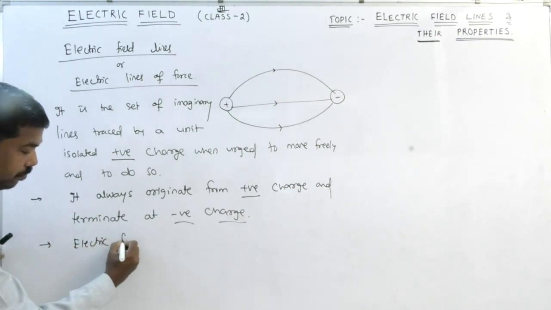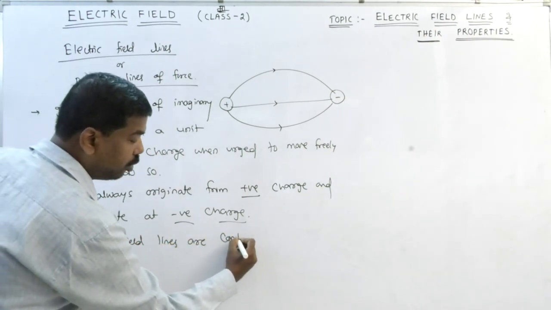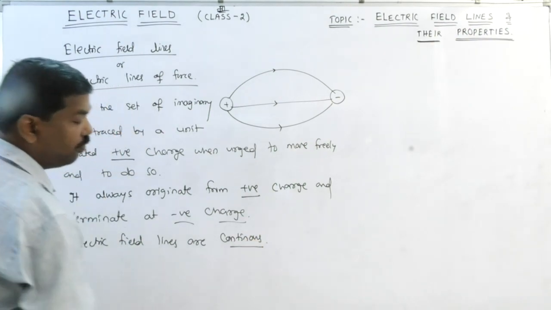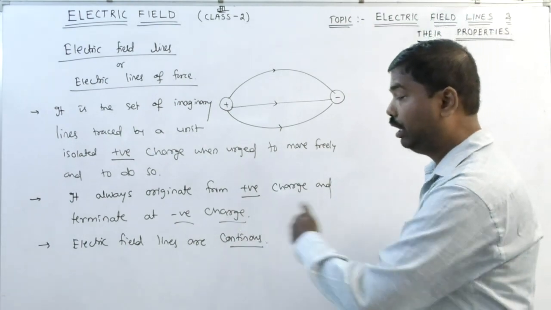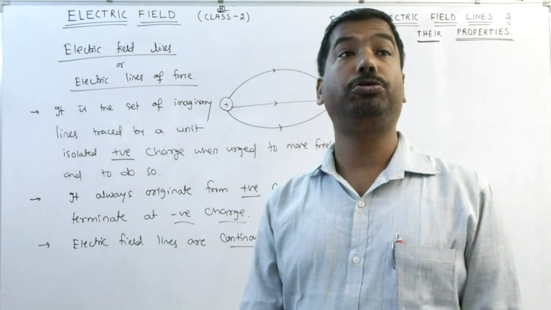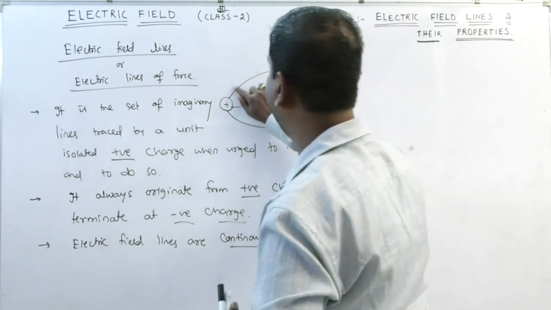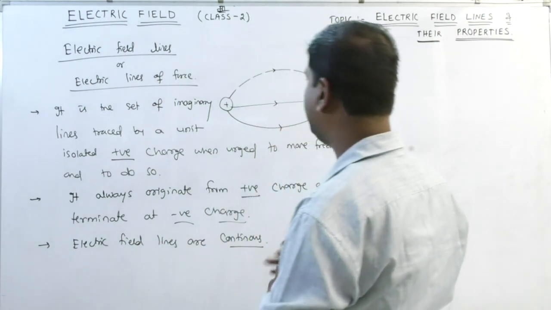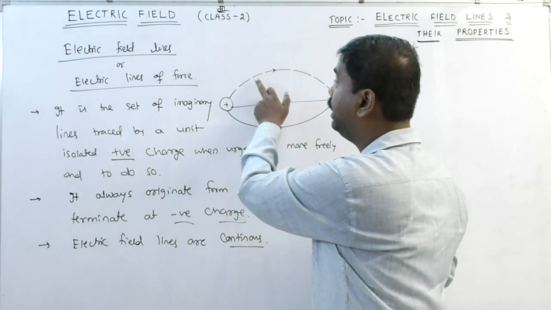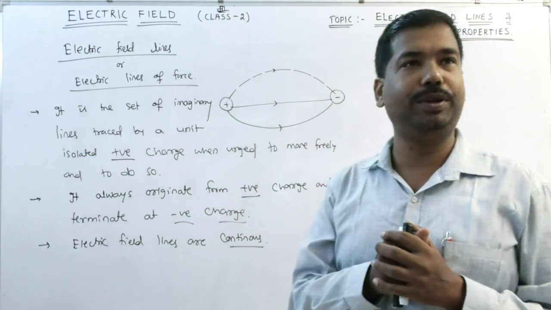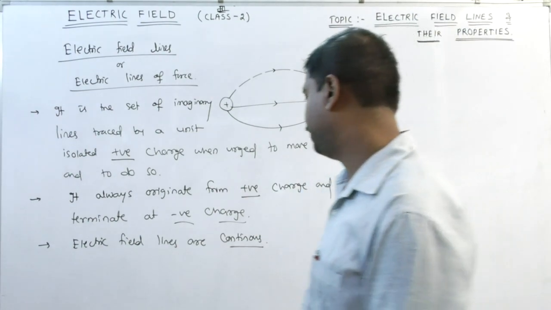Electric field lines are continuous. Very, very important. Electric field lines are continuous. This is a question regularly asked in CBSE. If electric lines of force are not continuous, let us imagine this is a discontinuous electric field. It indicates that at that point there is an absence of electric field, which is impossible. It means electric field lines are always continuous.